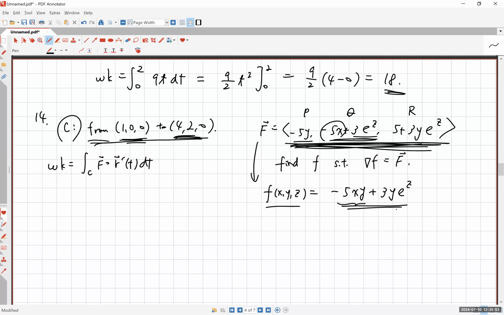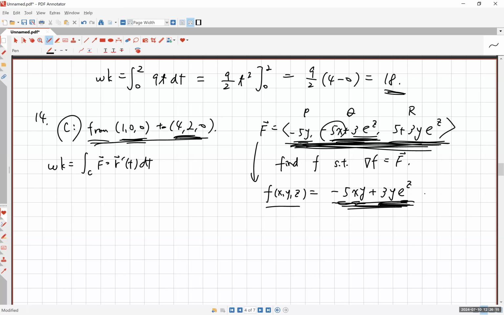At this moment, we have this. The partial of this with respect to x is negative 5y. With respect to y is negative 5x plus 3 e to the z. So that's that. But if you take the derivative of this with respect to z, you should get this.